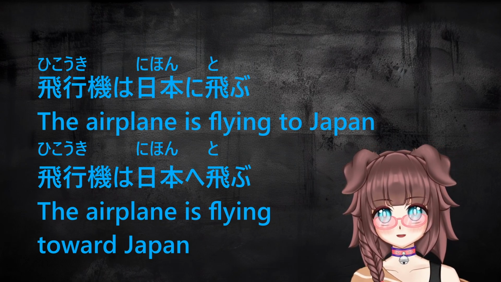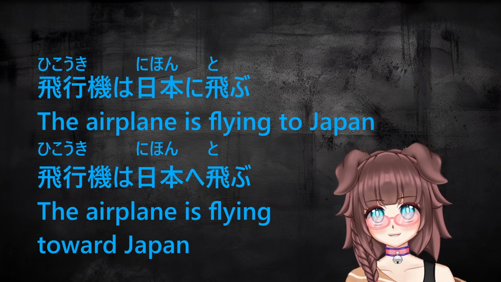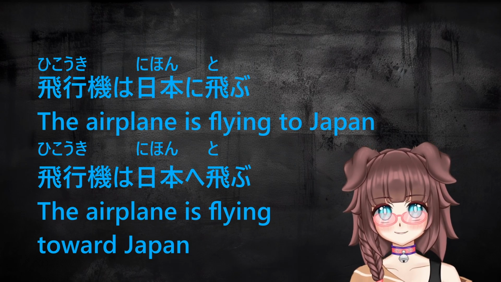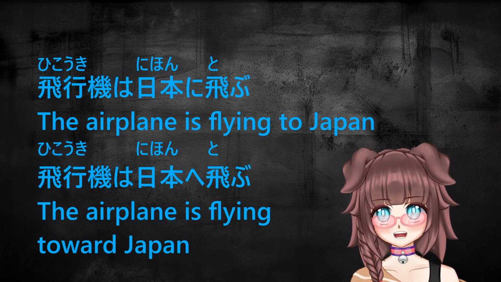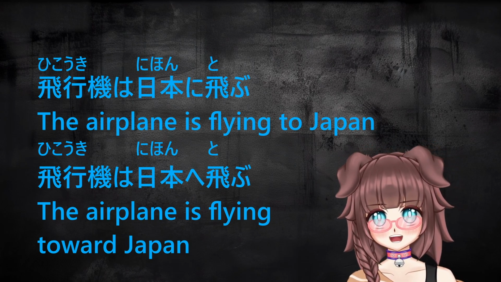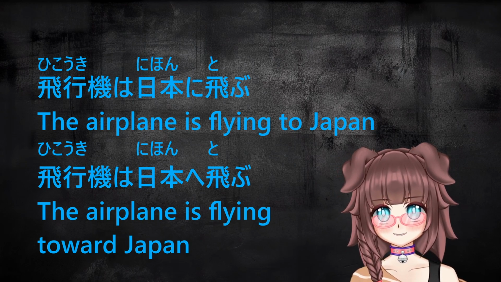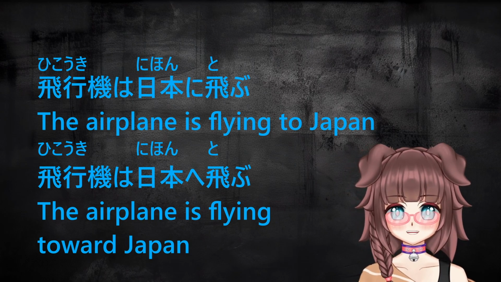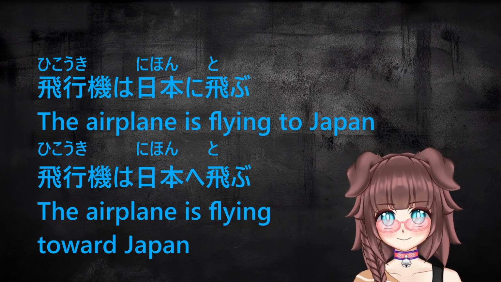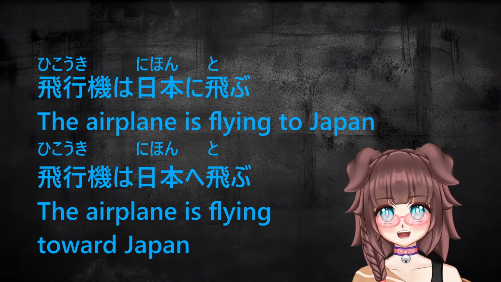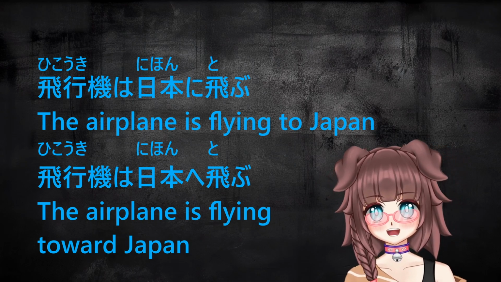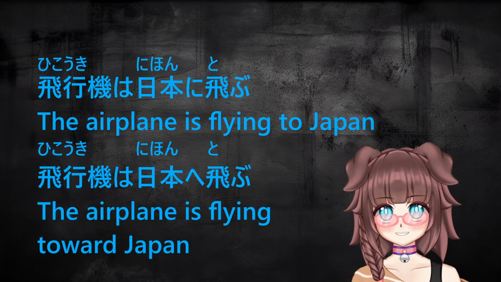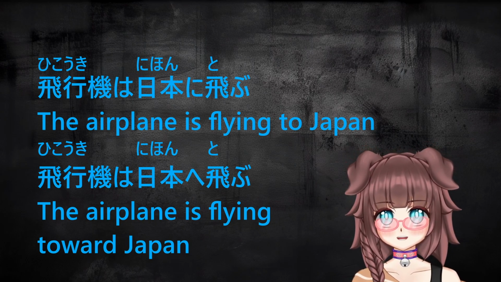Ni is always going to mark a location based on the specific area where some verb is taking place, or the specific time when some verb is taking place. As in, I live in some certain place, or I'm going to some certain place, or something is going to happen at some certain time, or something happens at some exact location. But on the other hand, e is really used for movement through space. It's about heading in a direction of movement.